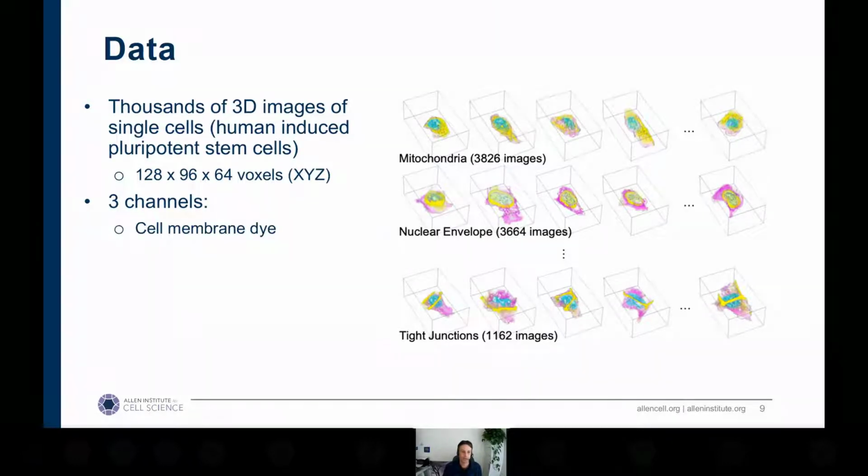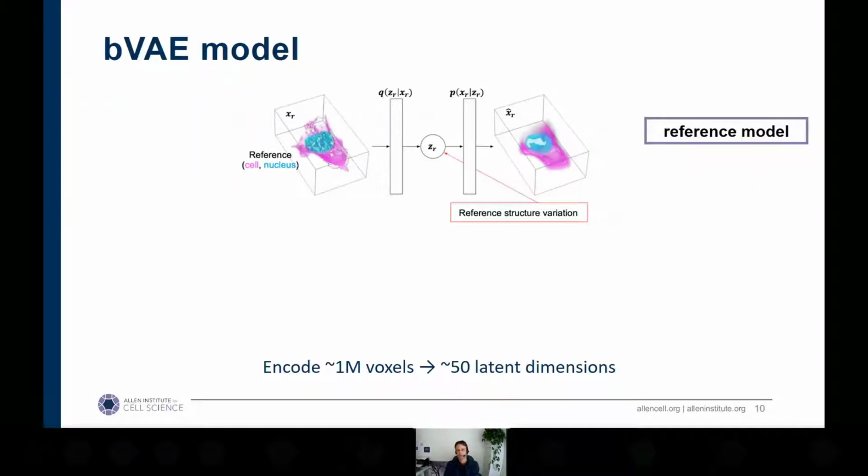We measure the cell membrane dye, here indicated in the magenta color. Again, the DNA dye in the cyan color, just pointing out a few of them. And then in yellow, in this particular case, we have, if you will, a rotating cast of 24 different GFP tagged organelles. And you see 3 different examples here: mitochondria, nuclear envelope, and tight junctions.